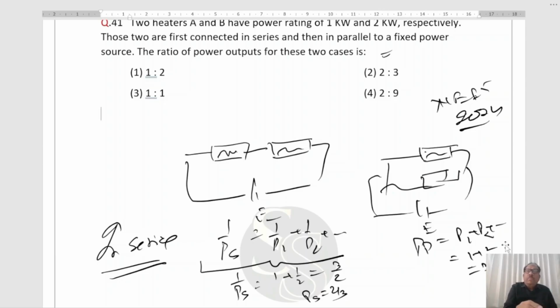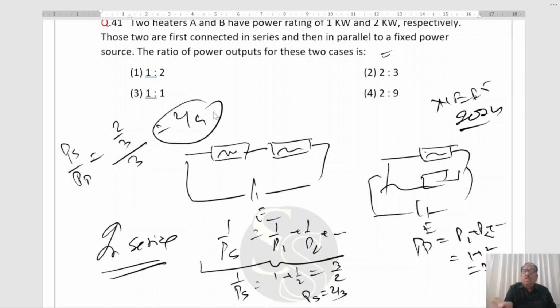We have to find the series over parallel ratio, PS over PP, that is 2 by 3 upon 3, that is 2:9. So the fourth option is correct.